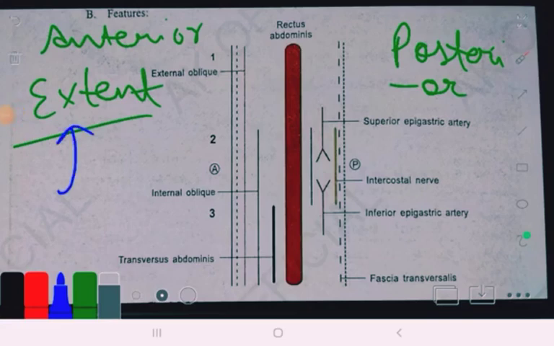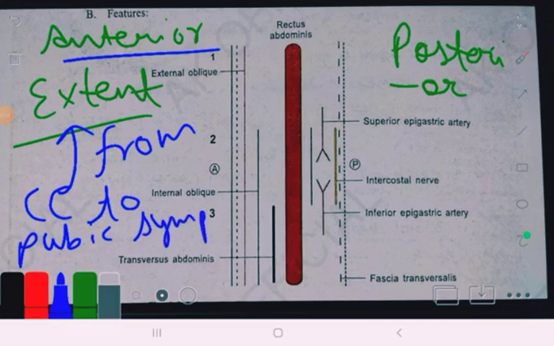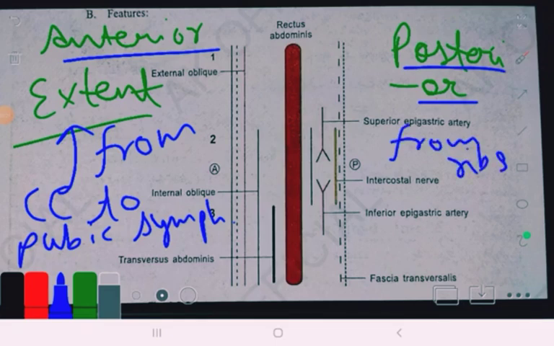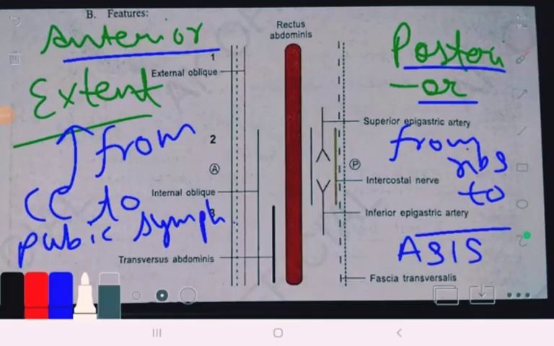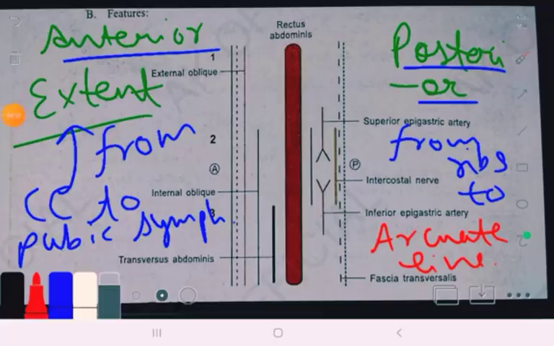Now extent. Anterior wall extends from costal cartilage to pubic symphysis. Posterior wall extends from lower margin of ribs to the horizontal line passing through the anterior superior iliac spine, the arcuate line, that is, from ribs to the arcuate line.